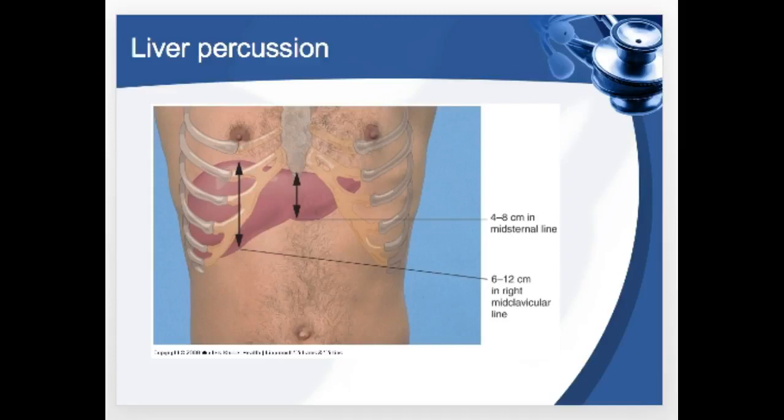If the liver is a lot smaller than that, it can indicate a really hard, small liver, which is usually associated with cirrhosis, the apoptosis of the liver cells, which causes the liver to become hard and shriveled and not healthy.